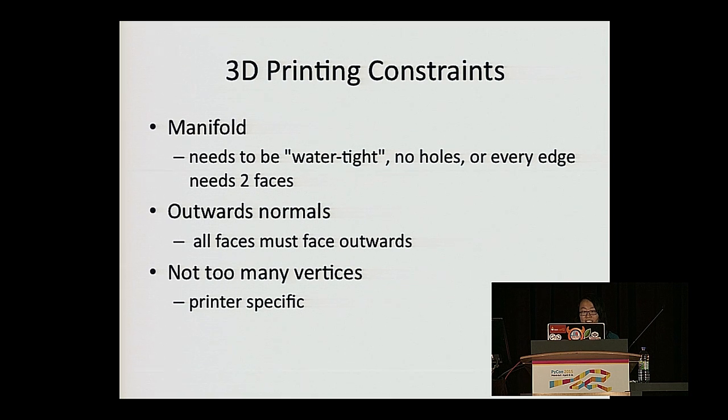Second one is your normals need to face outwards. Remember when we talked about normals on the bottom of the cube? So basically, what this means is the outsidedness of your faces needs to be on the outside of your model. If, let's say, one of them is flipped, that's no good.